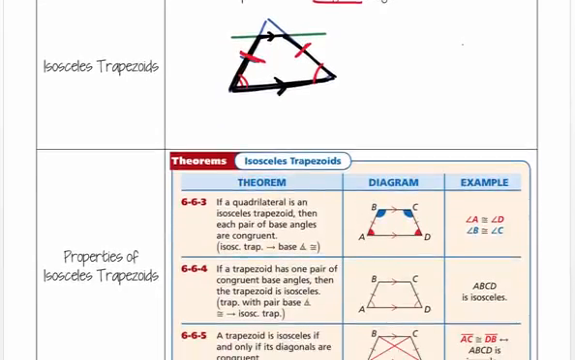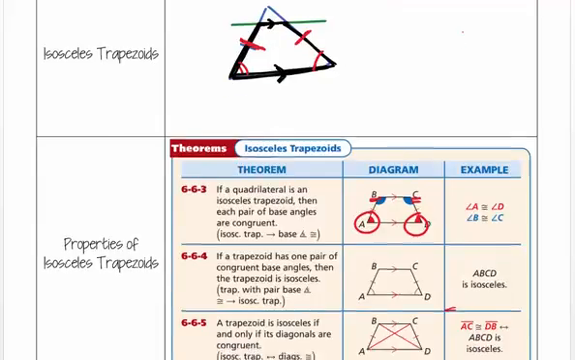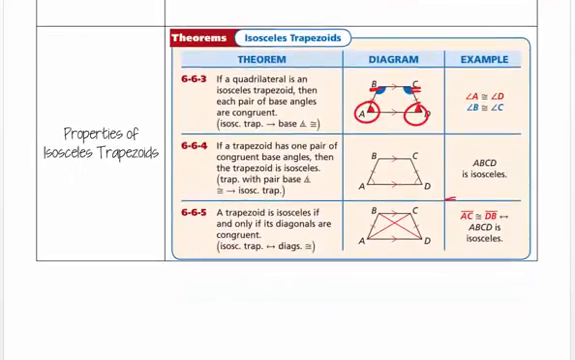So if a quadrilateral is an isosceles trapezoid, then each pair of base angles are congruent. So these two are always the same, and the ones up here are always the same. If a trapezoid has one pair of congruent base angles, then the trapezoid is isosceles. So this is going backwards and saying if I know that these two are congruent, then these legs have to be congruent. So this is like the forward version of it, where this is like the backwards version of it.